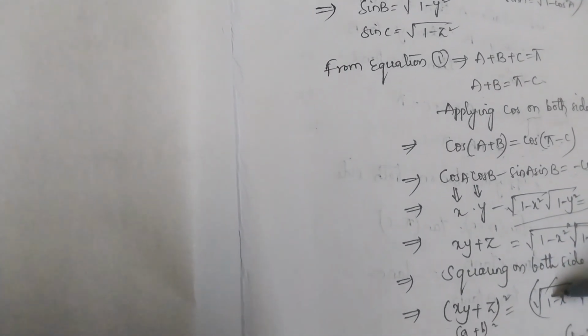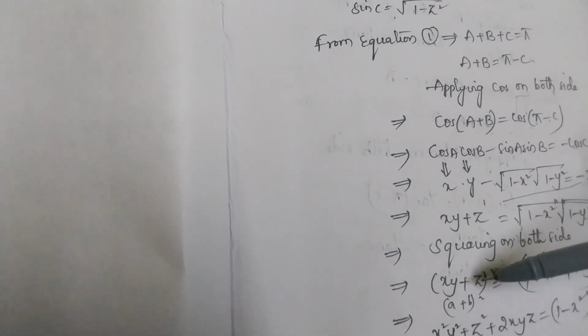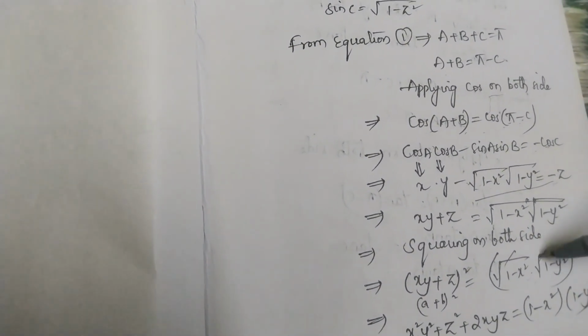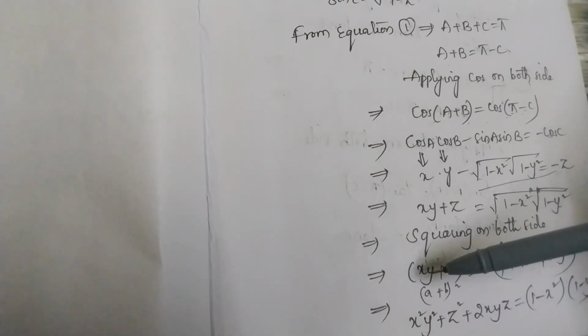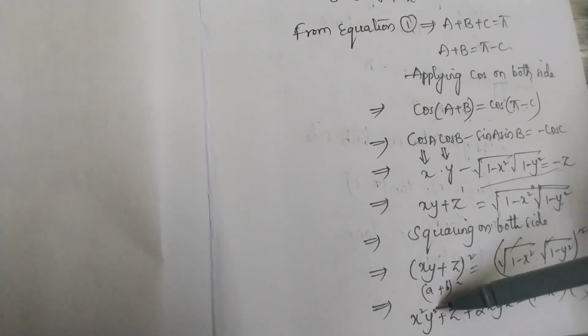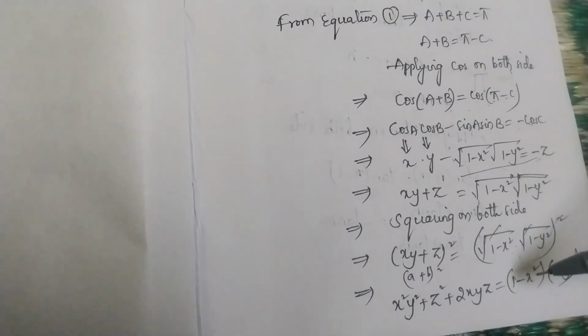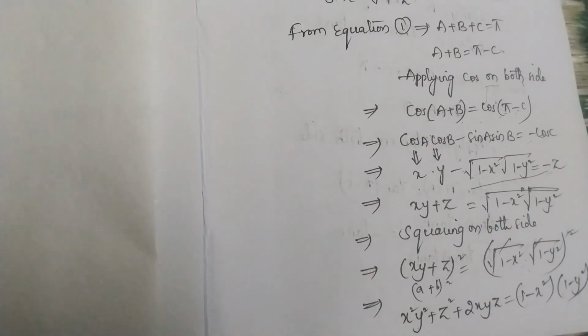Now squaring on both sides, what do we get? xy plus z whole square is equal to 1 minus x square into 1 minus y square. The square term and the under root get cancelled. So here it is in the form of a plus b whole square. The formula is a square plus b square plus 2ab. So we substitute here: x square y square plus z square plus 2xyz is equal to 1 minus x square into 1 minus y square.